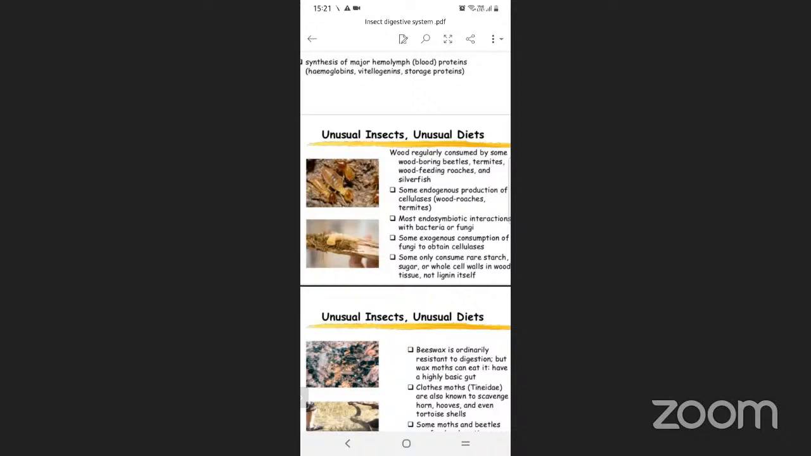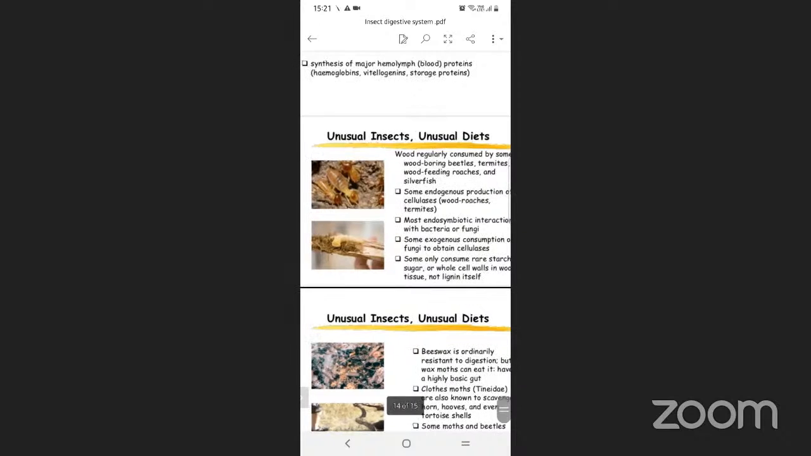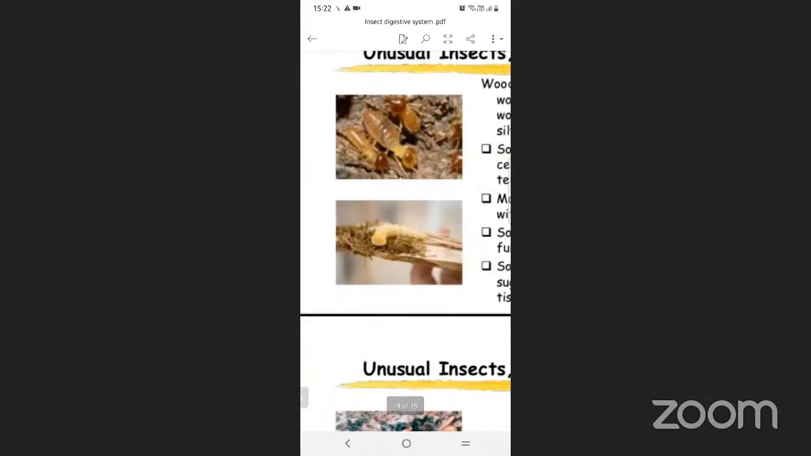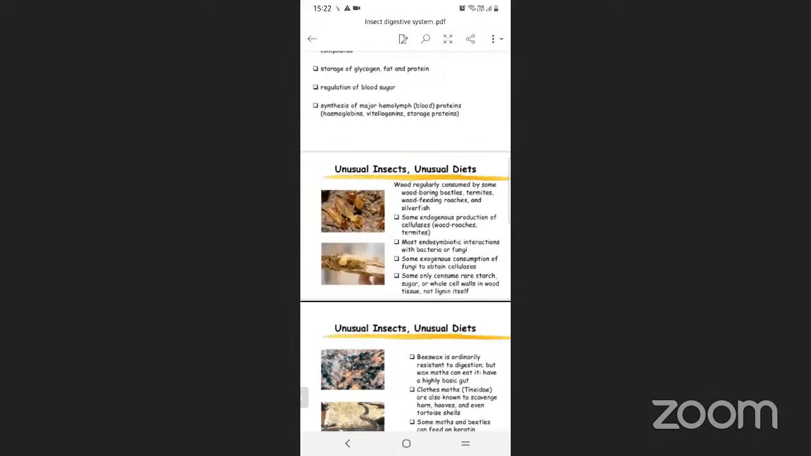Some have endogenous production of cellulases, and most have endosymbiotic interaction with bacteria or fungi, which also helps them to survive. Some have exogenous consumption of fungi to obtain the celluloses, and some only consume rare starch, sugar, or whole cell walls in wood tissue. No lignin itself is digested by the insects.